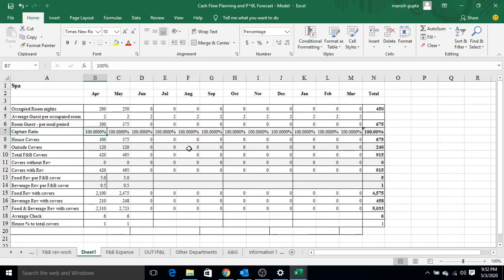So let's say usually you may be able to get 10% of the guests in your hotel from the in-house guests, 10% in this month as well. Then outside, how many people from outside the hotel are coming to the spa? Let's say they are coming 50-60 people on a monthly basis in each month. So monthly trends can be different for even the capture ratio and also the outside guests, and it may be affected by the market segment in which the business is coming from.